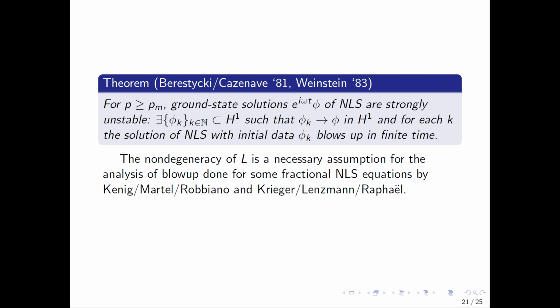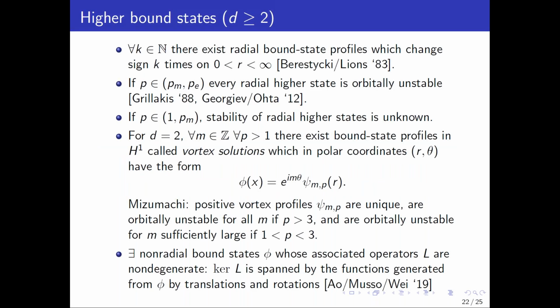But if you want to get more detailed information than they had about the blow up, it turns out that ground state solutions are strongly unstable. You can approximate a ground state solution very closely by initial data which blows up in finite time. And if you want to understand this blow up better, you need to know the non-degeneracy of L. I've also got a slide here about higher bound states.